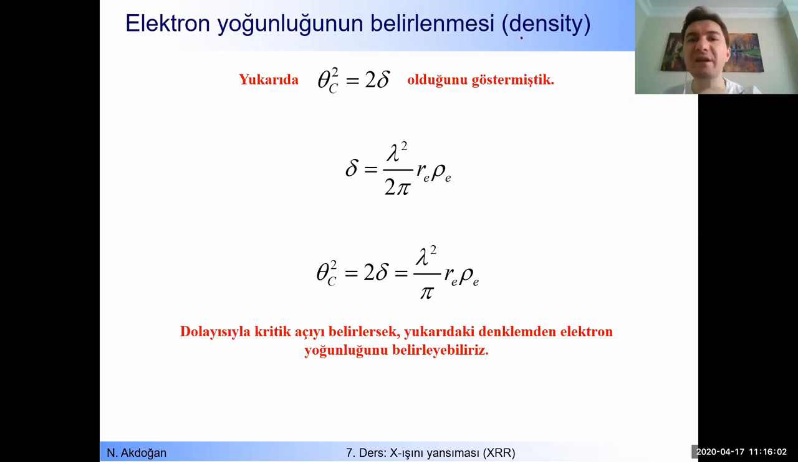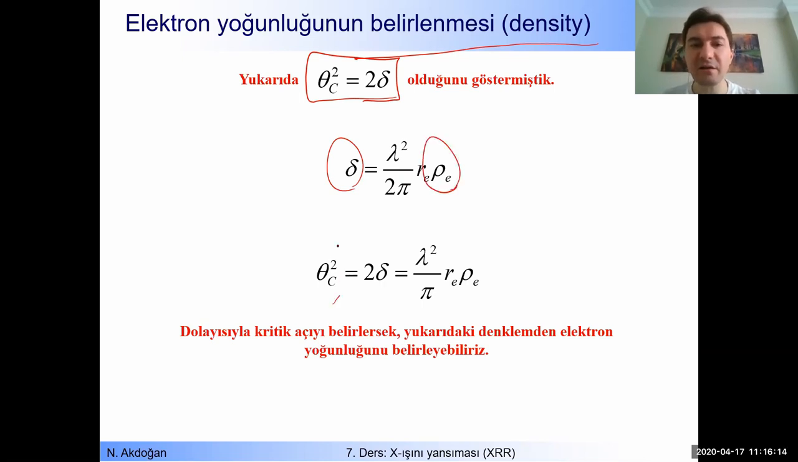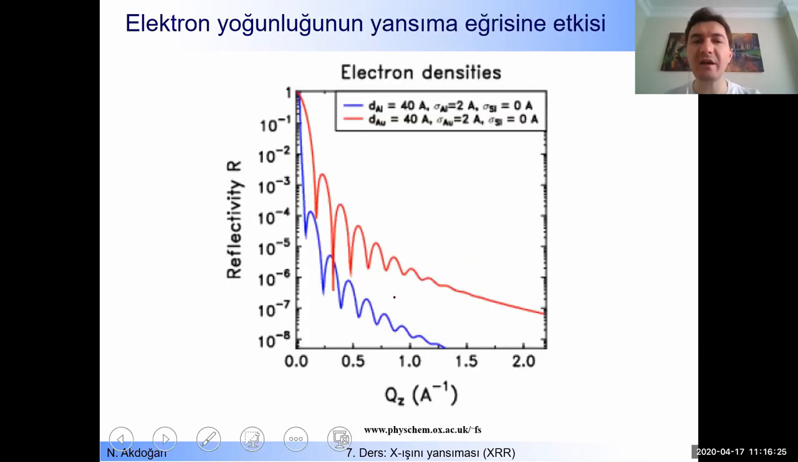So what about the electron density? We have already shown that the critical angle is proportional to the 2 delta, and delta is also proportional to the electron density. Then the critical angle is proportional to the electron density. We have already discussed this, right? Then let's have a look: what is the effect of the electron density on the X-ray reflectivity curves? So this is the 2 theta or Q axis. This is the reflectivity intensity.